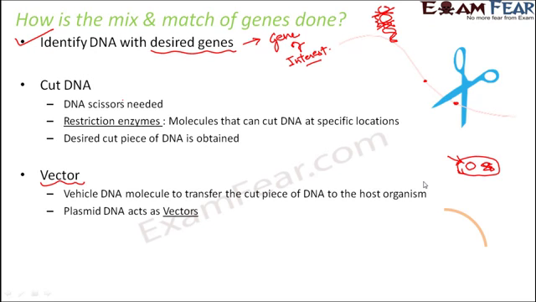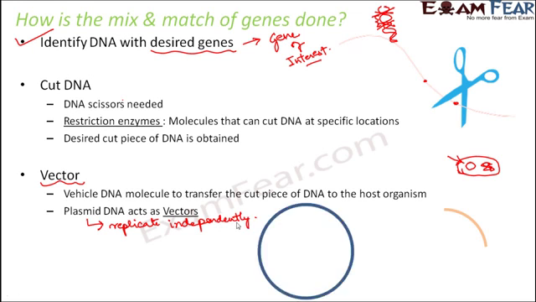Why does it act as a vector? Because it can replicate independently. So it can replicate on its own. When this cut piece of DNA gets attached to this circular DNA, they form recombinant DNA. And this recombinant DNA has the ability to replicate. And that is our main goal. That is why this plasmid DNA is commonly used in labs for manipulation of genes, because of its self-replicating capability. So the most important feature of plasmid DNA is that it can replicate independently. It doesn't depend on the chromosome for replication.